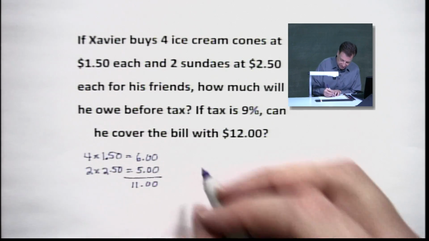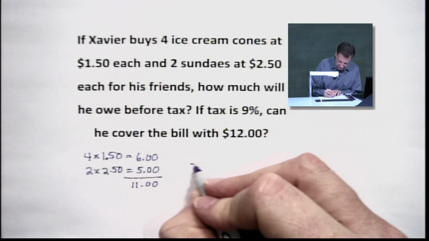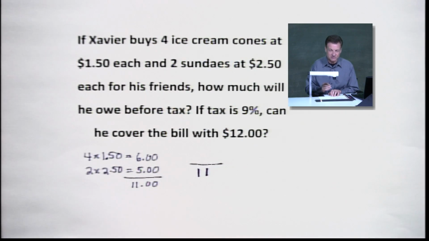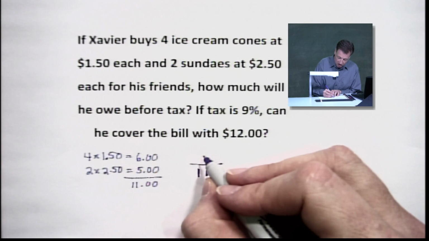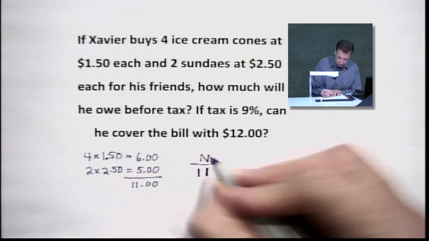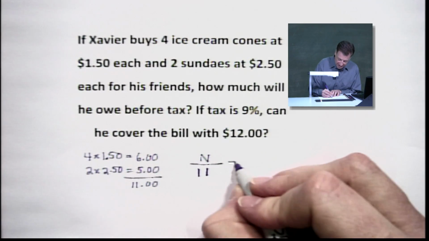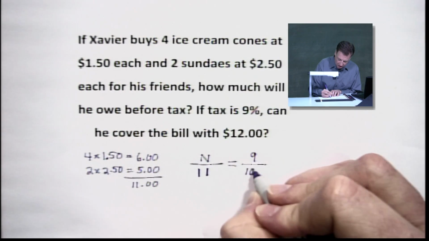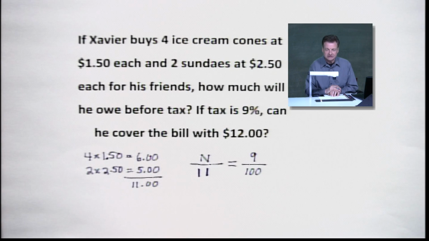Let's see what Xavier is going to owe. All right, put it over 11. That's where we're starting. That's the base. Just the whole thing. We're trying to figure out the part. Put a big N up there. On the other side, we do know it is a 9 over 100. All right. Whew. Take a deep breath. Xavier, will you make it?